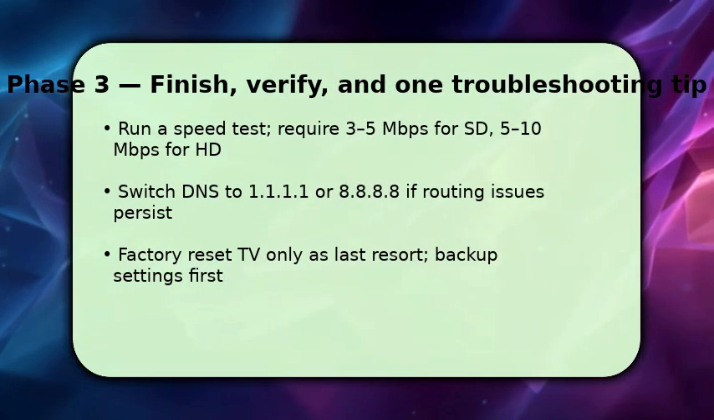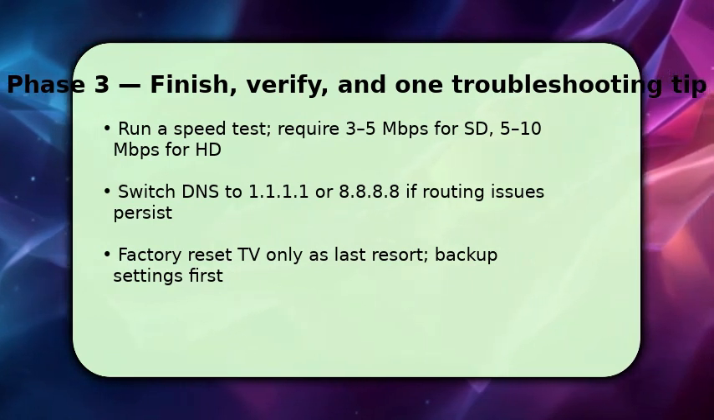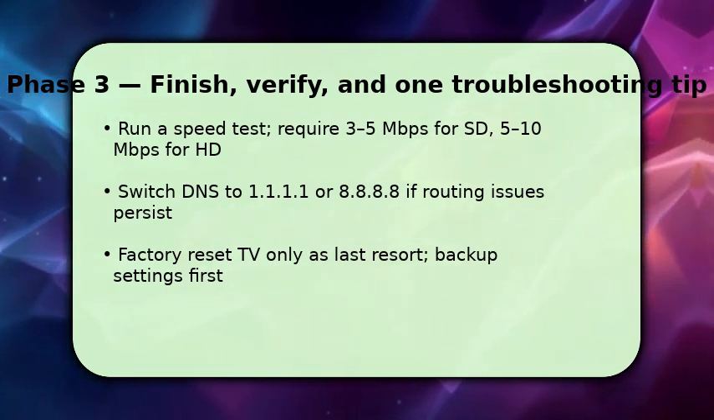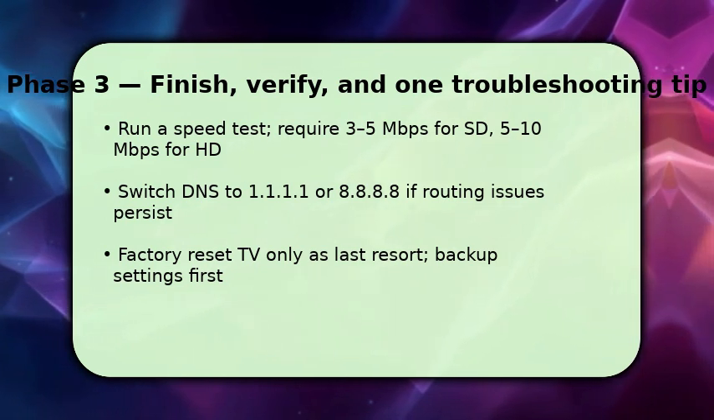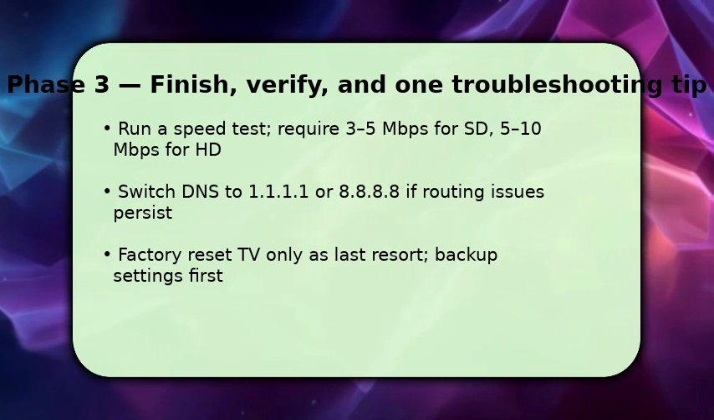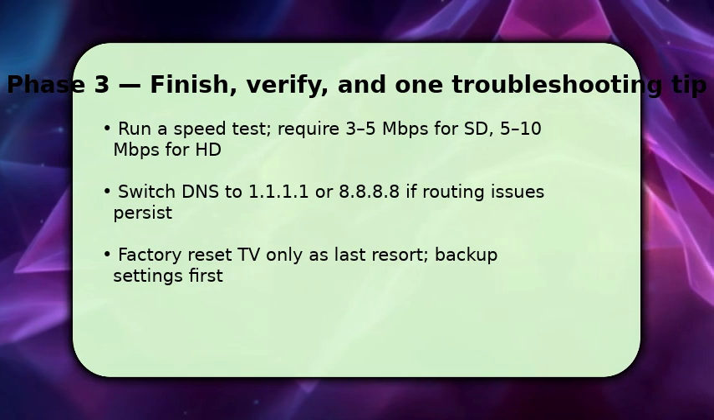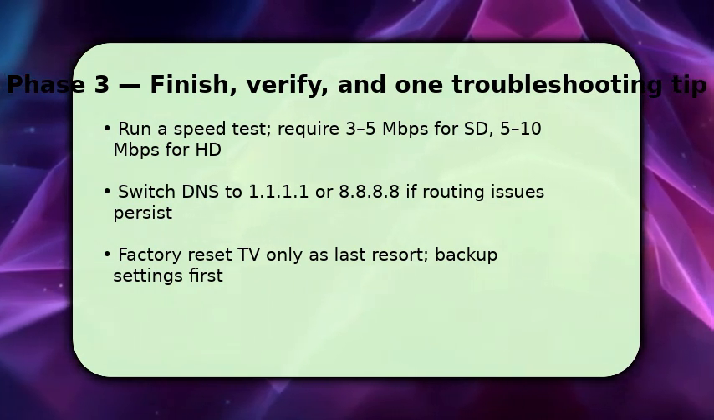For final checks, run a network speed test on the TV or nearby device. Aim for at least 3 to 5 Mbps for standard quality, 5 to 10 Mbps for HD. If routing still blocks YouTube, change DNS to 1.1.1.1 or 8.8.8.8 on the TV to bypass ISP hiccups, then reboot.